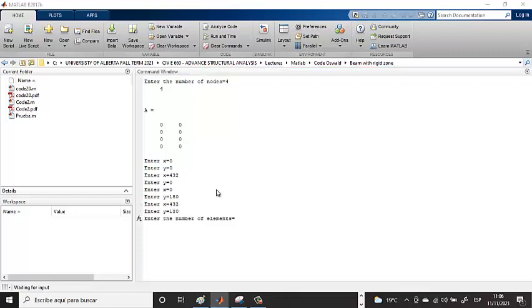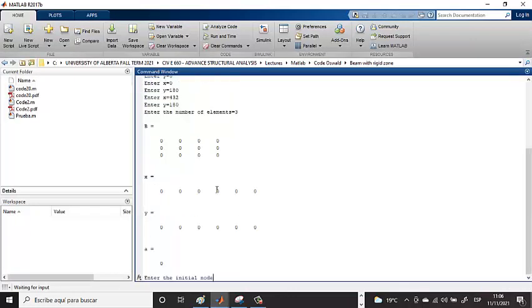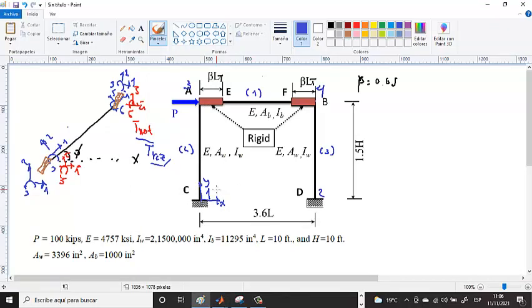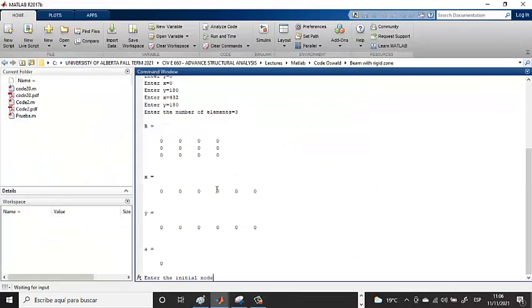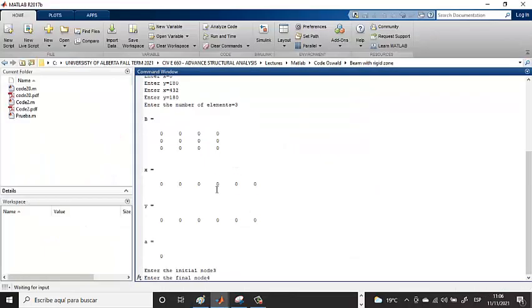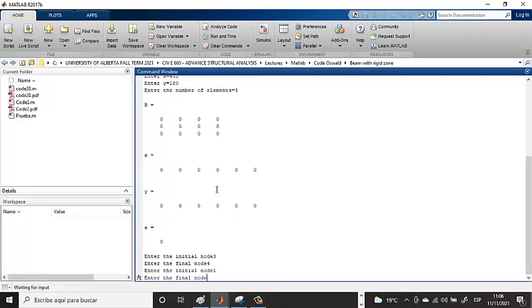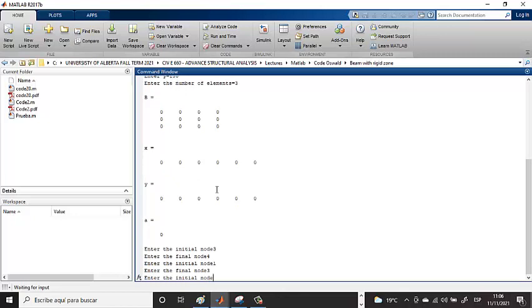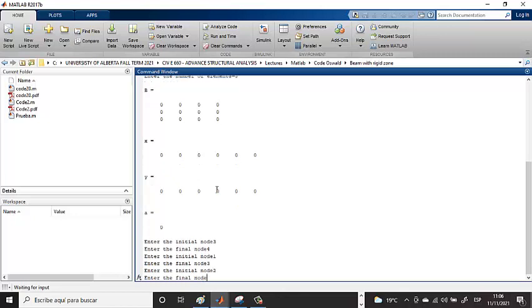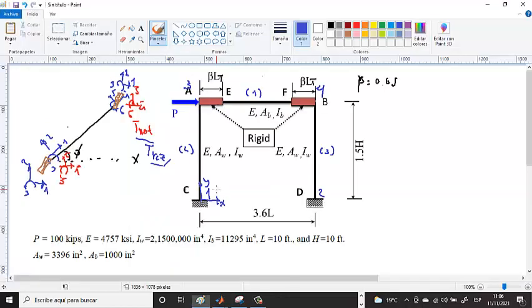And the number of elements, as we can see here, is only 3 elements. And we need to relate. We need to input the initial and the final node for each element. So the initial node for the first element, as we can see, is node number 3, and number 4 the final, and for the second element is number 1 and number 3, and for the third element we have number 2 and number 4 as initial and final nodes.